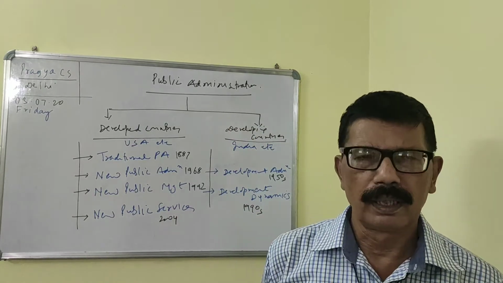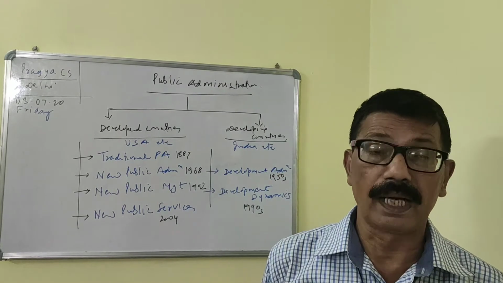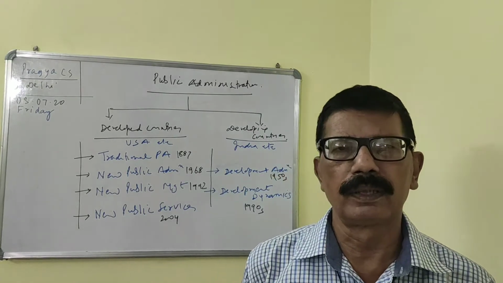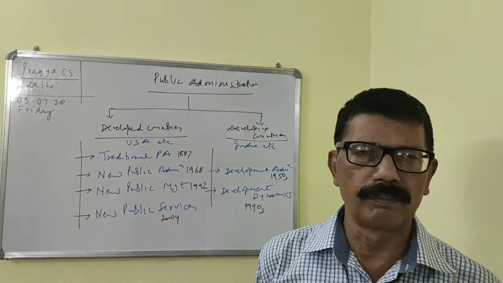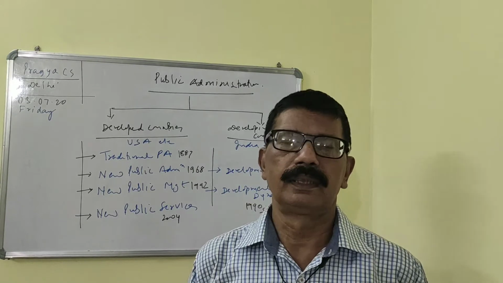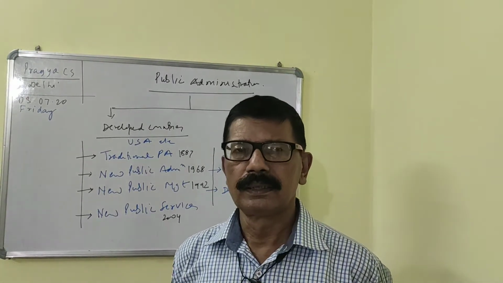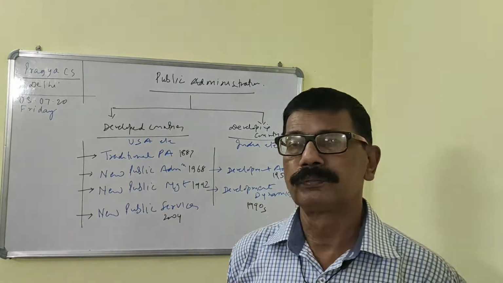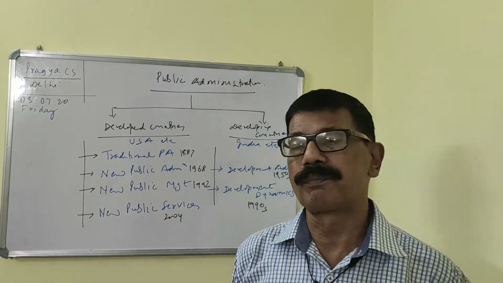Traditional public administration is also called Wilson's view of public administration. Woodrow Wilson was a professor of political science at Princeton University. Later on, he became president of America. He developed public administration as a subject. In 1887, he wrote an article called The Study of Administration, in which he propounded the politics-administration dichotomy. This article became a landmark for the evolution of the public administration subject.